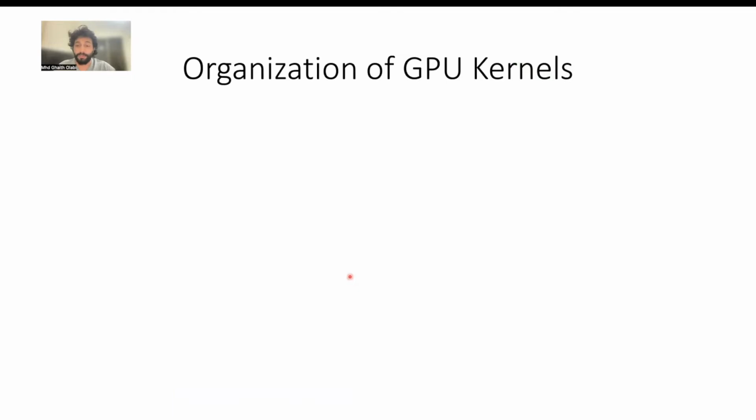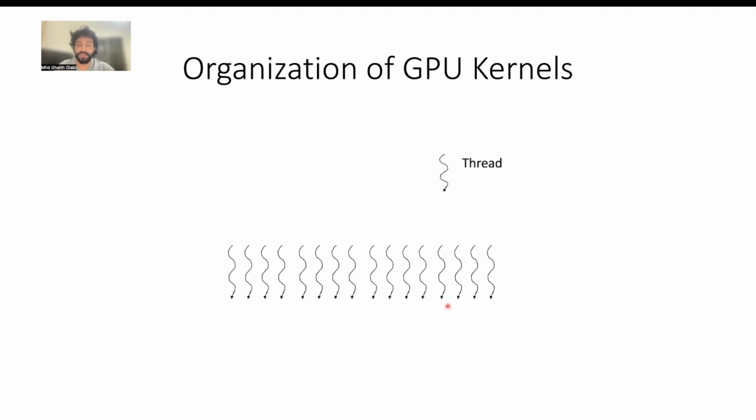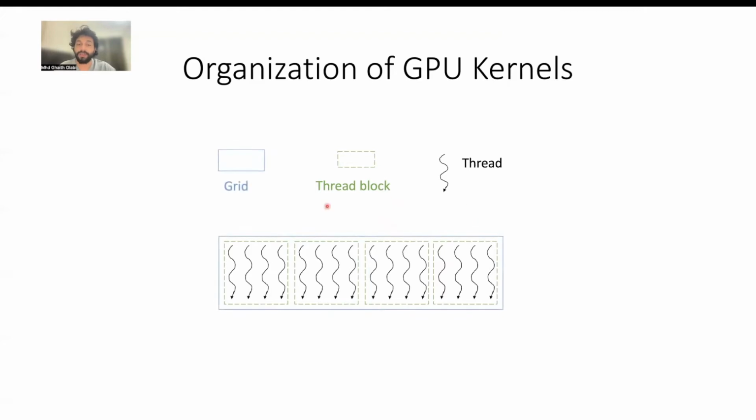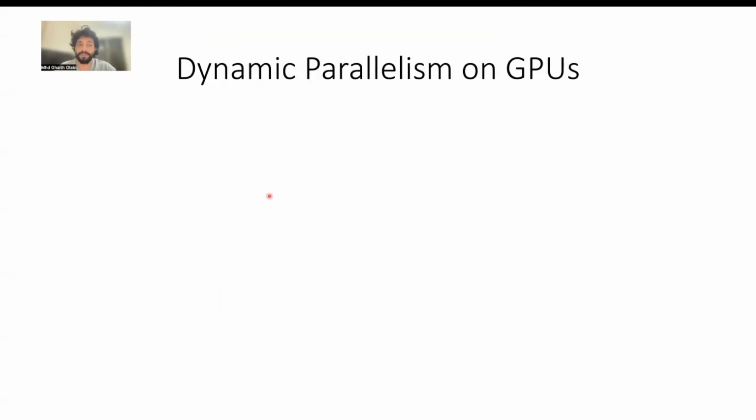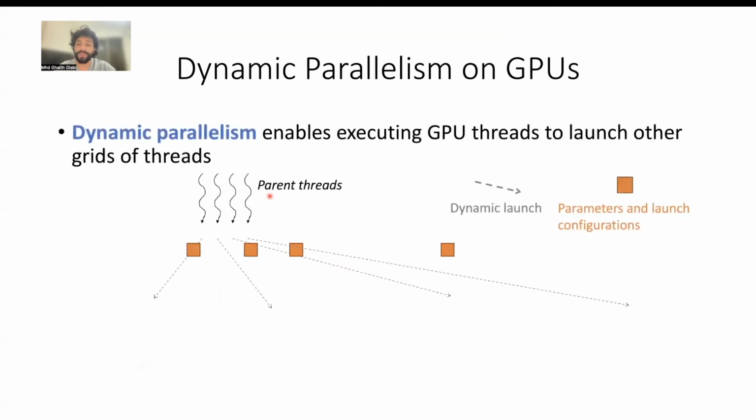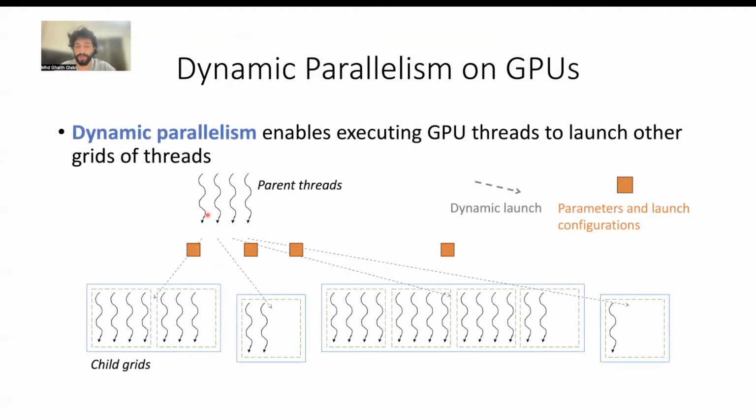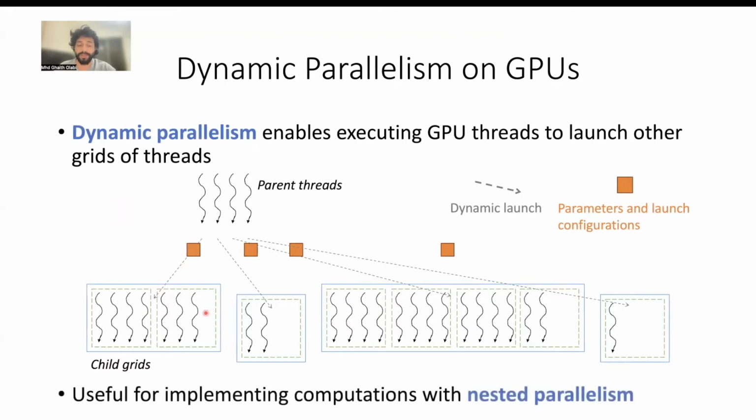A typical program running on the GPU is usually called a kernel, and a kernel is essentially a set of threads, which are the workers, if you will, that would be executing the parallel work on the GPU. These threads are grouped into thread blocks, and a collection of thread blocks is called a grid. Dynamic parallelism is a feature that enables threads executing on the GPU to launch other grids of threads. This is useful for implementing computations with nested parallelism.